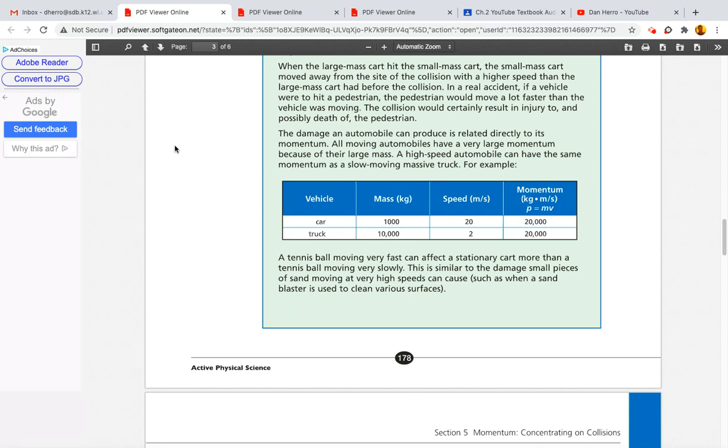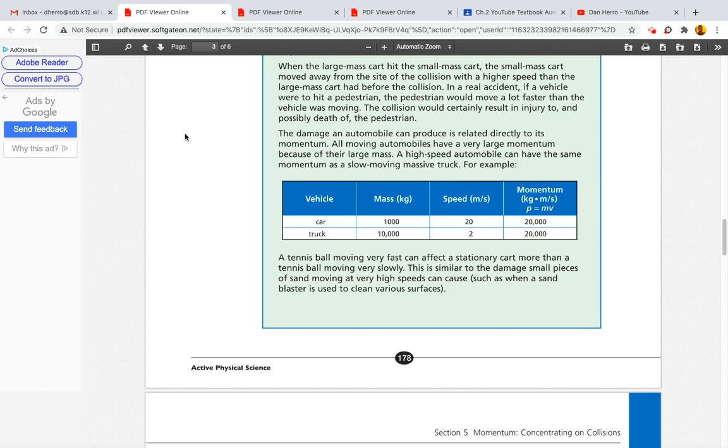When the large mass cart hit the small mass cart, the small mass cart moved away from the site of the collision with a higher speed than the large mass cart had before the collision. In a real accident, if a vehicle were to hit a pedestrian, the pedestrian would move a lot faster than the vehicle was moving. The collision would certainly result in injury to, and possibly death of, the pedestrian.